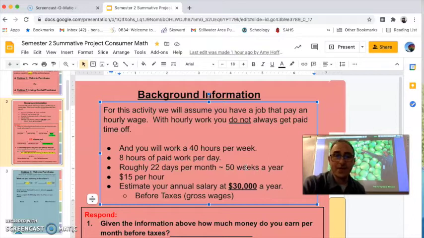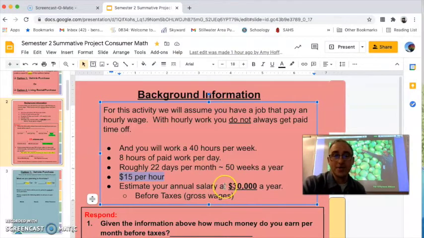I'm reading this information just so you're familiar. You're going to get paid $15 per hour. We're going to assume there's a big movement to move towards a living wage, and there's a lot of talk that $15 an hour starts to get people close. When we do this calculation, that's roughly about $30,000 a year gross. That means before taxes.